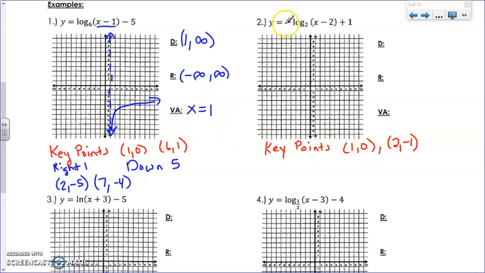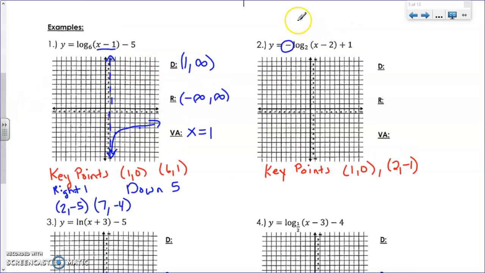Okay, so let's look at this. I want you to notice this negative out front here. This means it's going to be a reflection, and it's going to change our y. Okay, so normally this point would be like 6, 1. But since it's reflected over here, like that point 6, 1, when it was reflected, it would be negative 1. So now our key point's 1, 0, our base is 2, but instead of positive 1, since of that reflection, it's going to be negative 1.